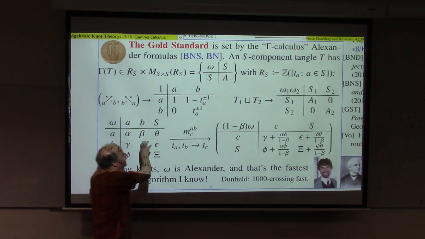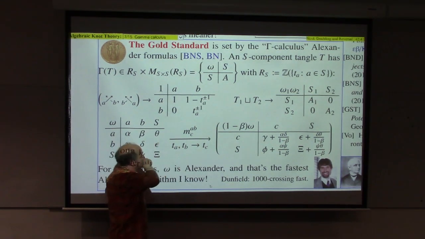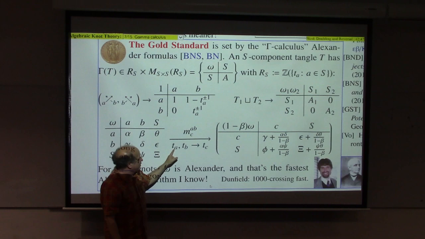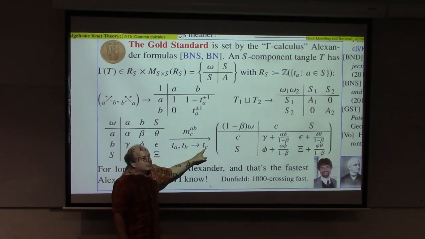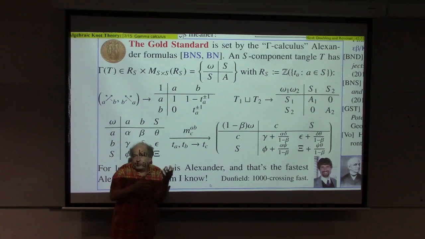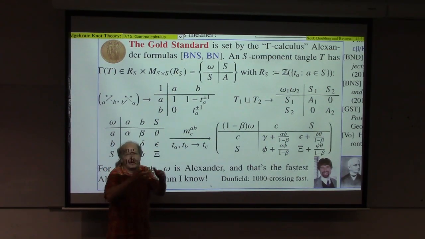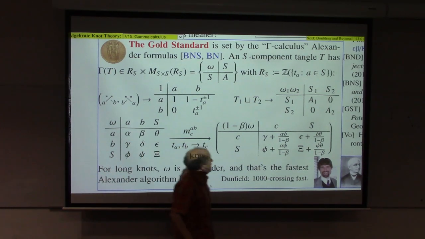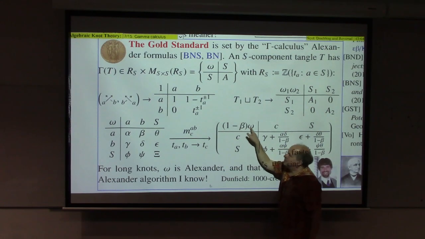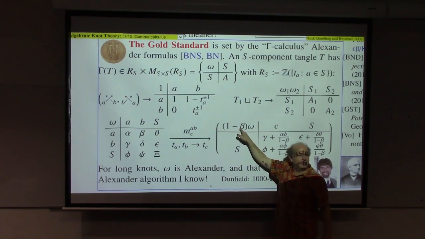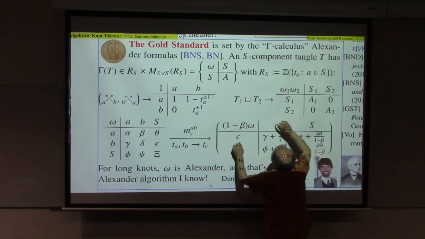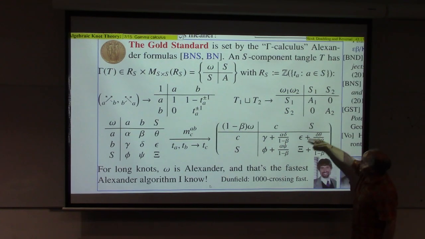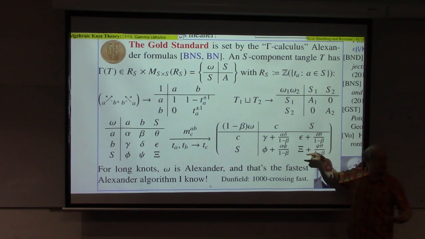And now I need to tell you how stitching acts on this. So stitching does the following things. First of all, it identifies the variables TA and TB and calls the result TC. So now you got rid of the two variables that no longer appear, and a new variable got created, the new name of the new strand. Okay? And then you replace omega by 1 minus beta times omega, which makes sense because beta is a scalar. The C by C entry will be gamma plus alpha delta divided by 1 minus beta, and so on for everything else. And if you look at it, everything makes sense.